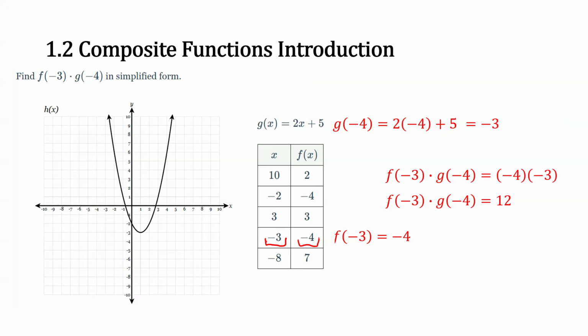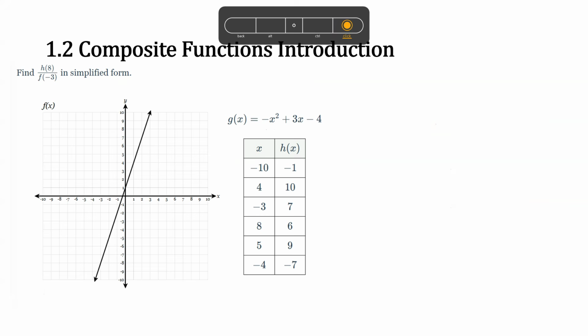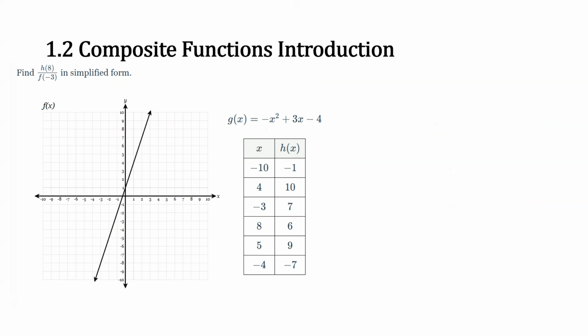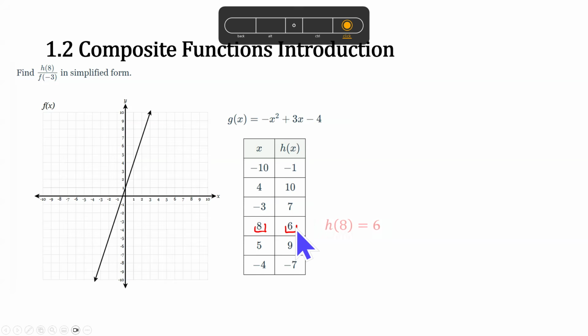Okay, your turn. Pause it here, work this one out, and come back and check your answers. Okay, we're going to start with h of 8. So here's my h. Take that and get that. So h of 8 is 6.